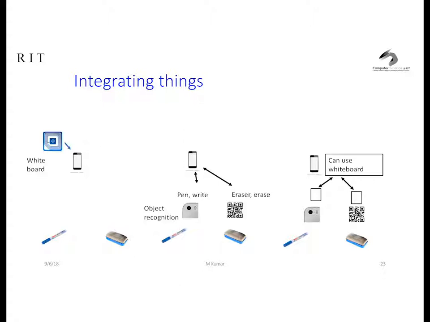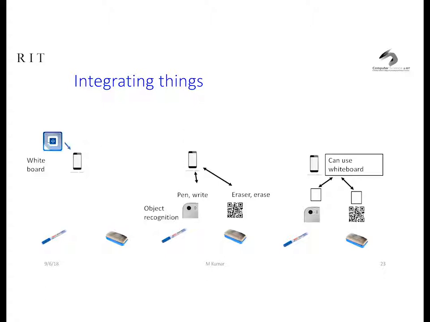Now I want a pen and an eraser to use a whiteboard. So let us say I can detect these 2. Let us say I can detect the pen with object recognition. I have a camera on my phone. The camera can detect the presence of a pen. And the eraser is associated with a QR code. And the QR code tells me that there is an eraser.